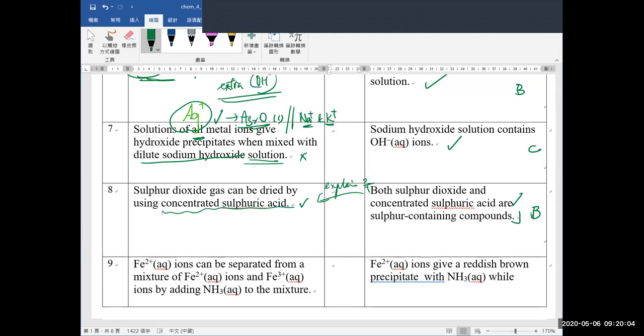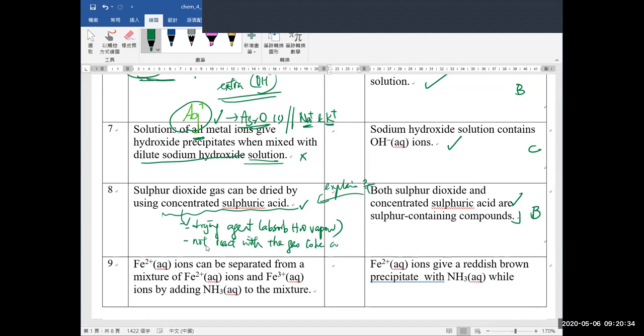So the use of that concentrated sulfuric acid. Yes, it's a very good drying agent. It can absorb the water vapor. And the second criterion for a very good drying agent is that it would not react with the gas to be collected. So that's why concentrated sulfuric acid is a very good drying agent, but you cannot use it to dry, for example, ammonia, because ammonia is an alkaline gas, it will react with acid. Right, okay, you get the point.